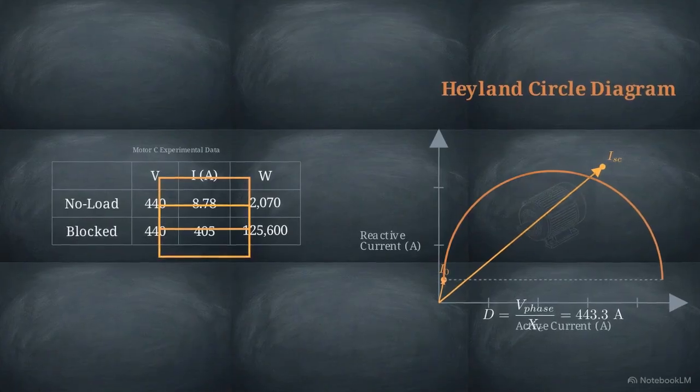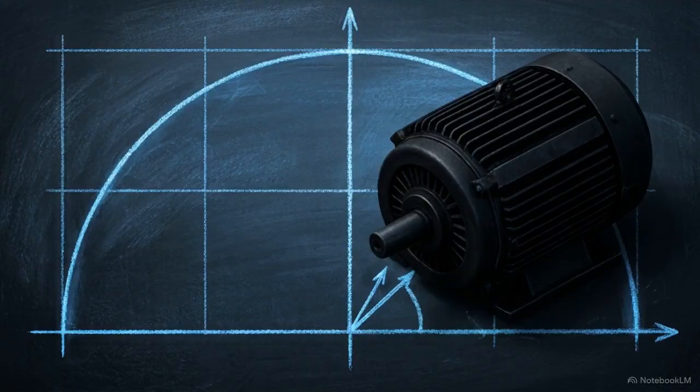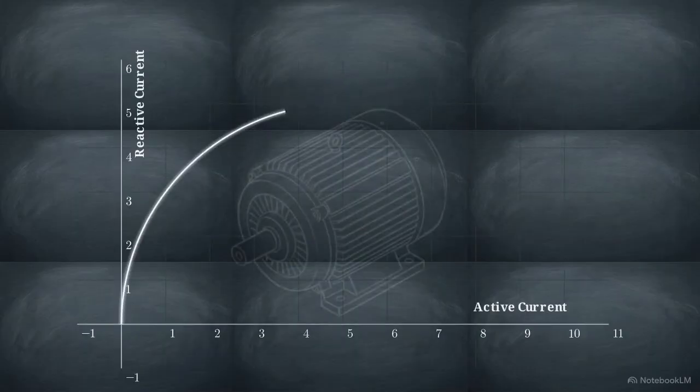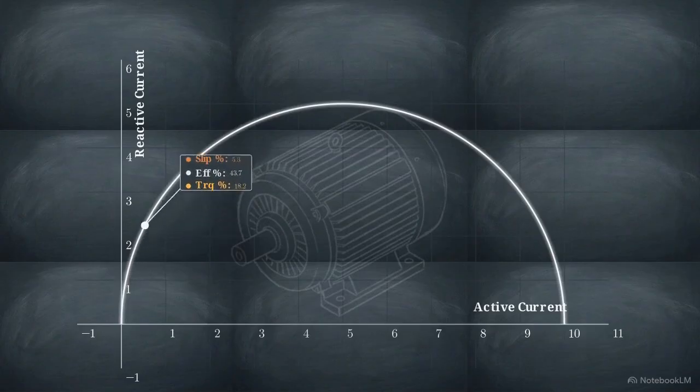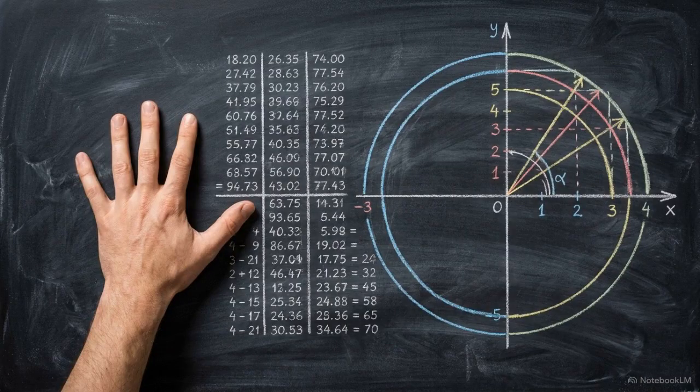This is the Heyland circle diagram. This single semicircular arc acts as a physical proxy for the machine. Any possible combination of slip, efficiency, and torque exists as a mathematically proven coordinate somewhere on this line. By projecting raw test bench data onto this specific geometric curve, we can calculate full load performance without a dynamometer.